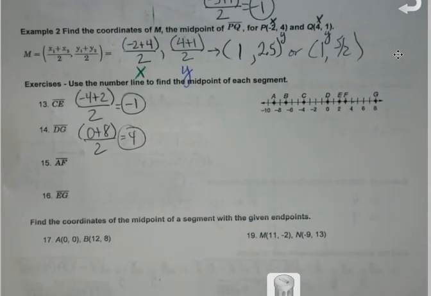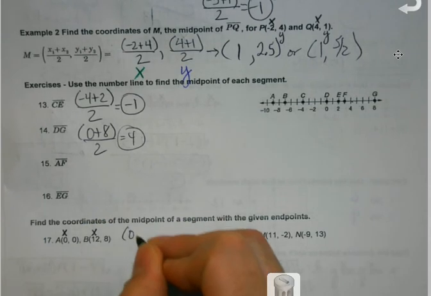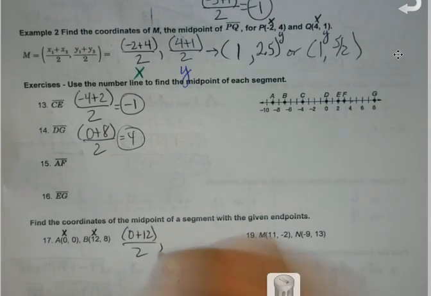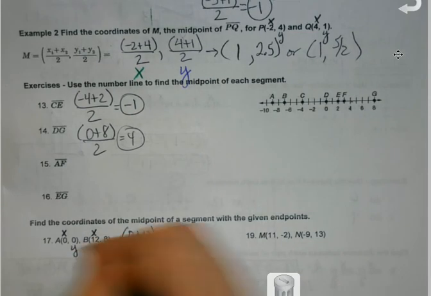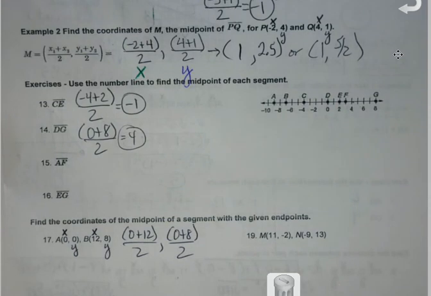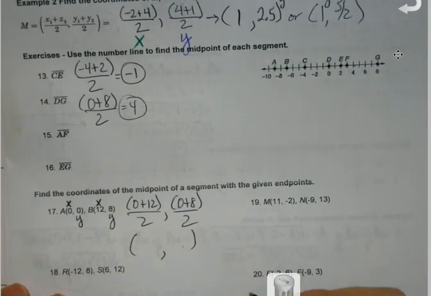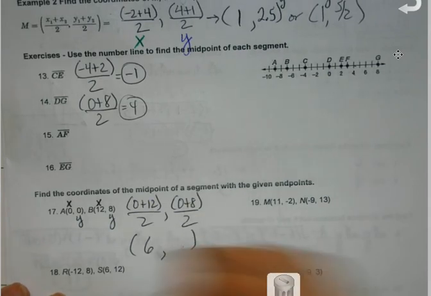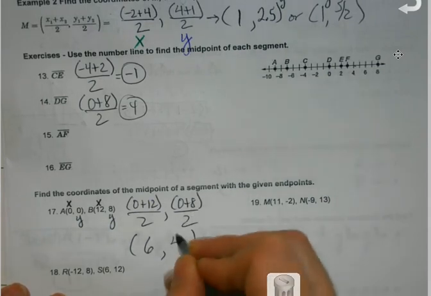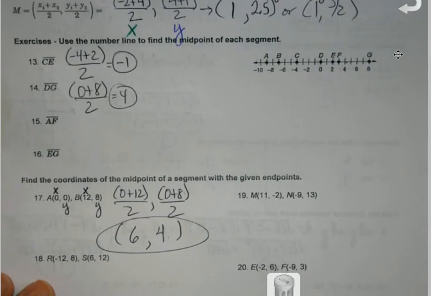If they give me coordinate points instead, same idea. I'm just going to group together the things that are alike. I'm going to group the x's together and add them. I'm going to group the y's together and get those set. And then my answer just ends up as a coordinate point. 12 divided by 2 is 6. 8 divided by 2 is 4. Ready and raring to go. And that works with any pair of points.